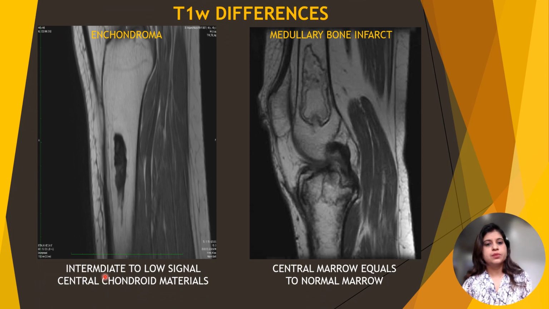On T1 weighted images, enchondroma shows thick sclerotic peripheral margin and the center of the lesion shows low to intermediate signal chondroid matrix. Whereas in the medullary bone infarct, the center of the lesion has a similar signal intensity as the normal bone marrow, and the periphery of the lesion has a sclerotic thin hypointense line.